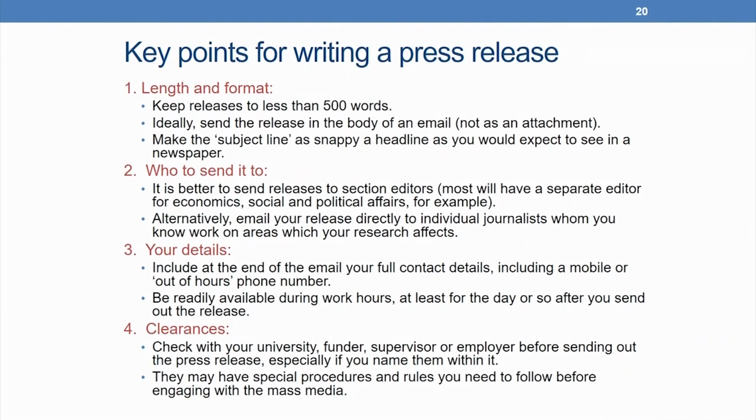Second is who to send it to. It is better to send releases to section editors. Most will have a separate editor for economics, social and political affairs, for example, and so on. Alternatively, you can email your release directly to individual journalists whom you know work on areas which your research affects. You also need to give your details: include at the end of the email your full contact details including a mobile or out of hours phone number. Be readily available during work hours, at least for the day or so after you have sent out the release.